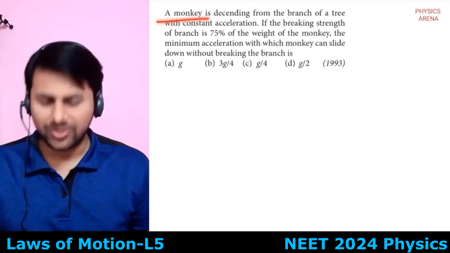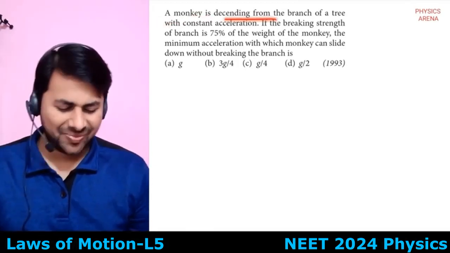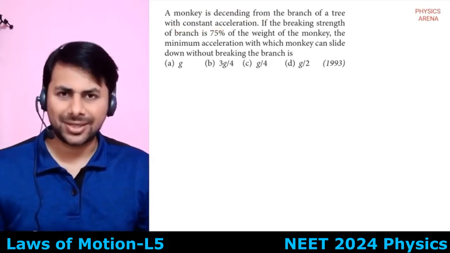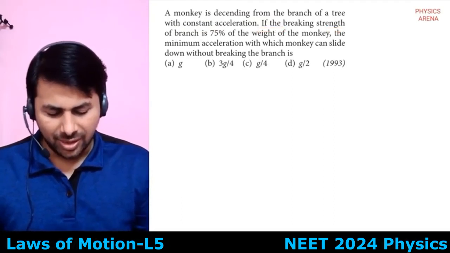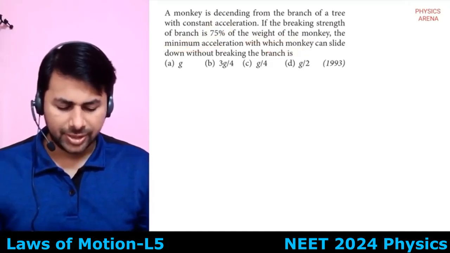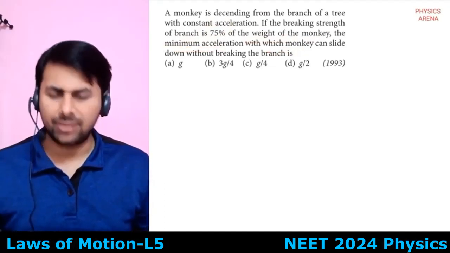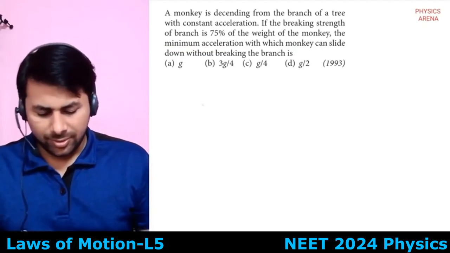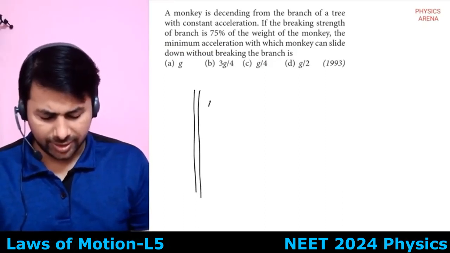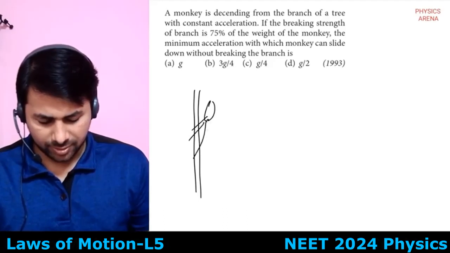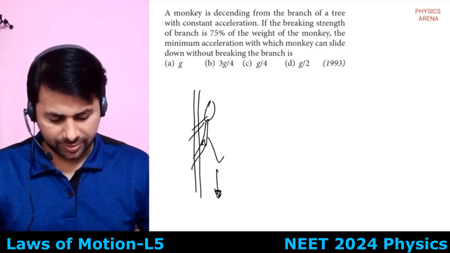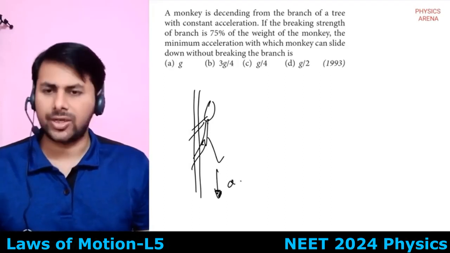All right. So tell me this one. A monkey is descending from the branch of a tree with constant acceleration. If the braking strength of the branch is 75% of the weight of the monkey, the minimum acceleration with which the monkey can slide down without breaking the branch is? So we have a vertical branch of a tree, and there is a monkey descending downwards. So now tell me, what can we do?